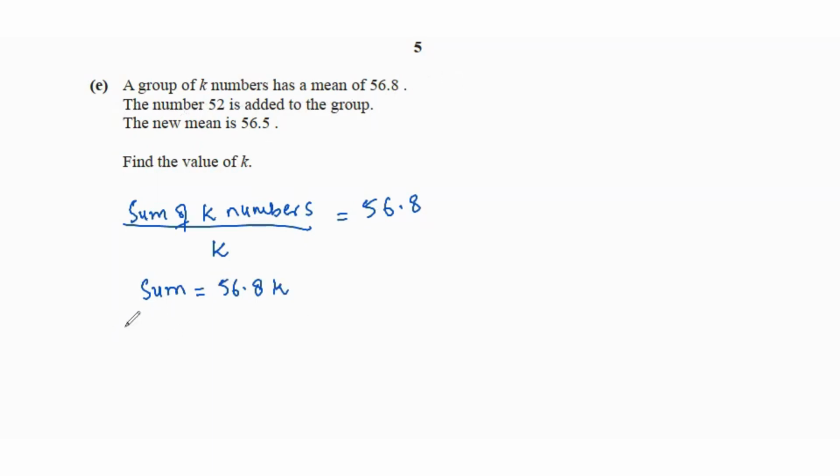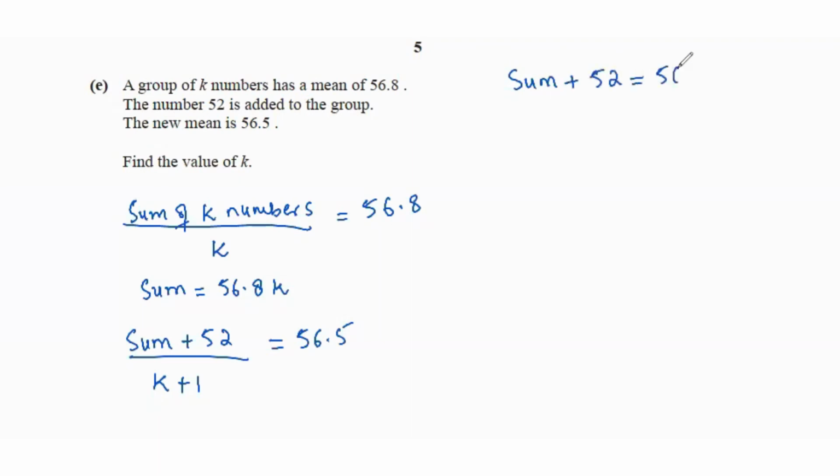So 52 is added to the group. That means sum plus 52 over k plus 1 will equal the new mean, which is 56.5. The new equation will be sum plus 52 equals 56.5 times k plus 1. Sum we know is 56.8k. So now we have an equation in terms of k.